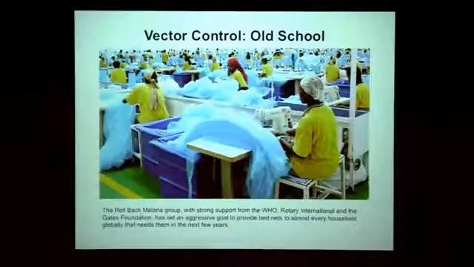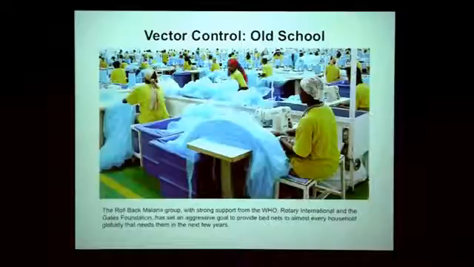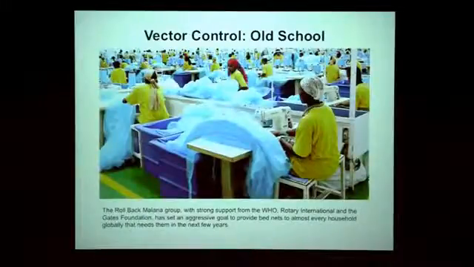Start targeting the mosquito. So here is a photo of a factory. I'm not actually sure where it is, but it's from the Roll Back Malaria campaign, which is a partnership with a number of different big players, Gates, WHO, Rotary International, and they're basically trying to supply everybody who needs one with an insecticide-treated bed net, a very powerful way of stopping transmission of the disease, if you can stop being bitten by mosquitoes.